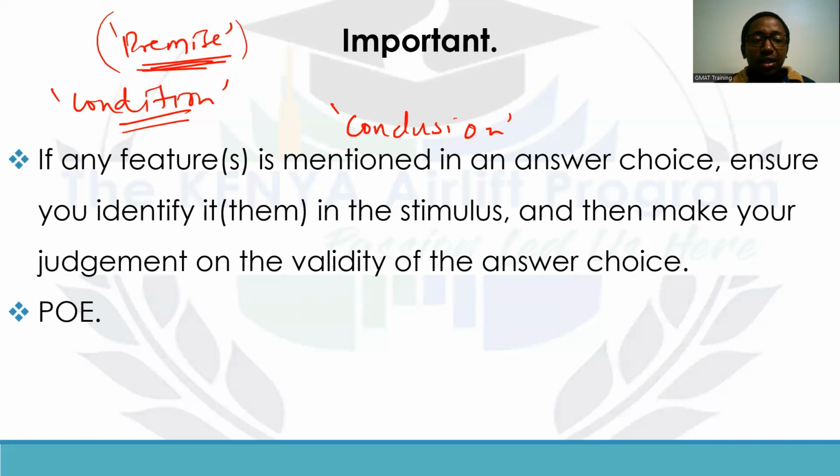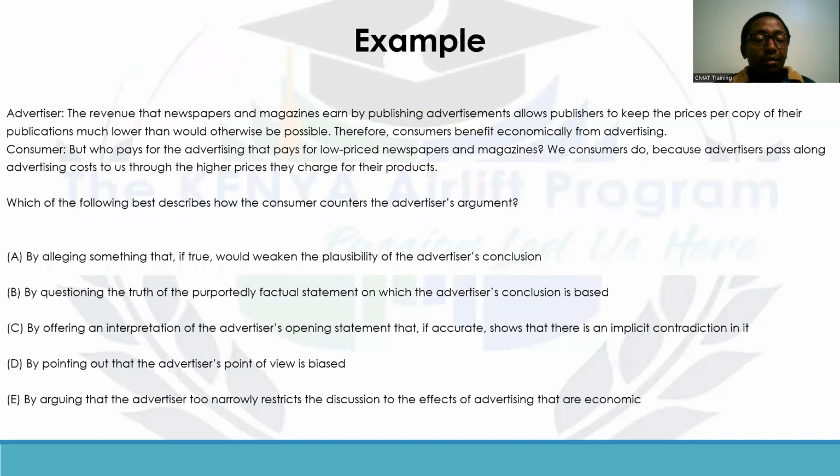And as we always say, use process of elimination. Make sure that you find four errors, and the one answer choice that you pick should be supported by your stimulus. So with that said, we can try out an example. You can go ahead and pause, and then when you're done, just unpause and we'll discuss it.